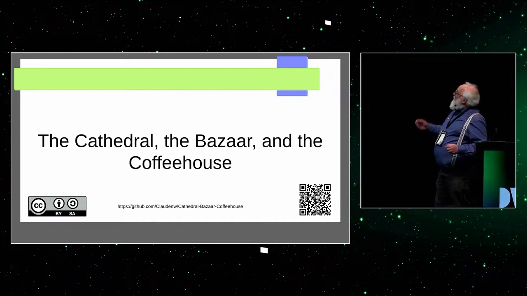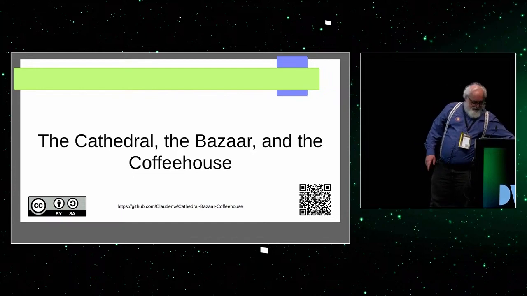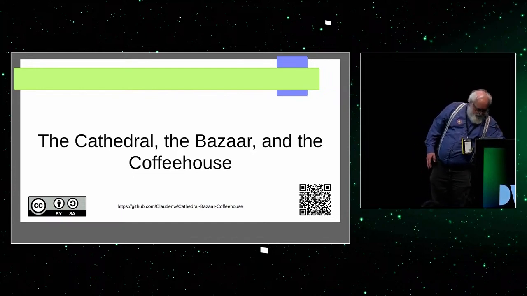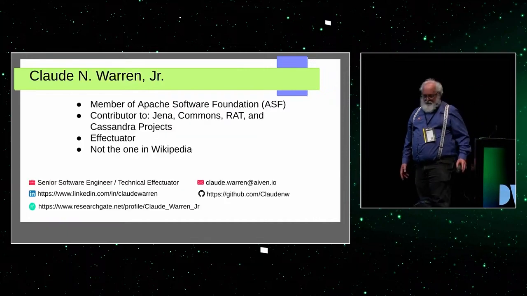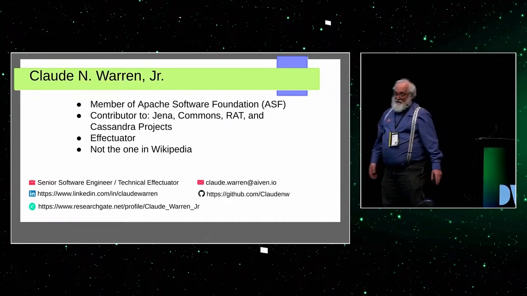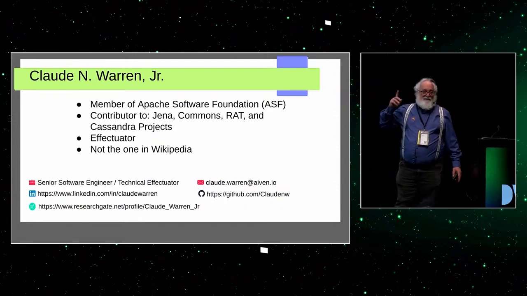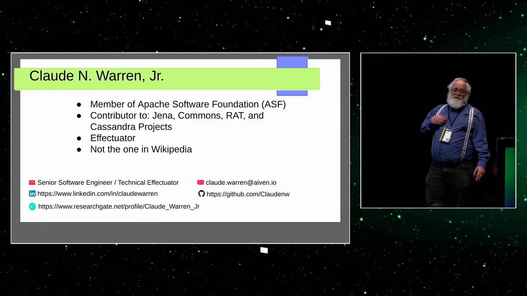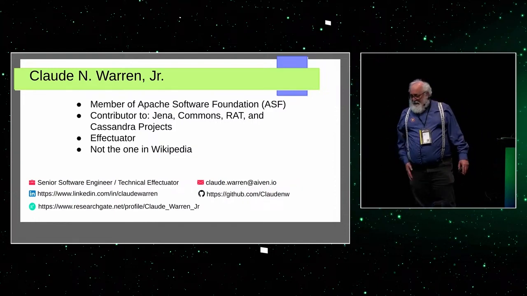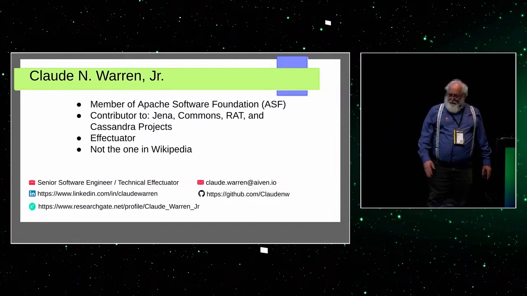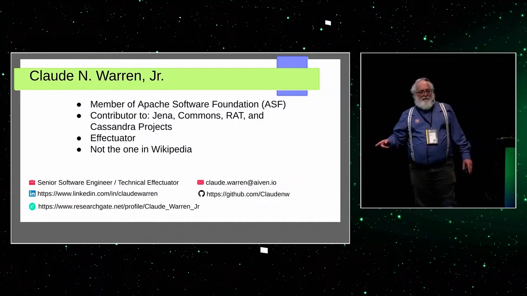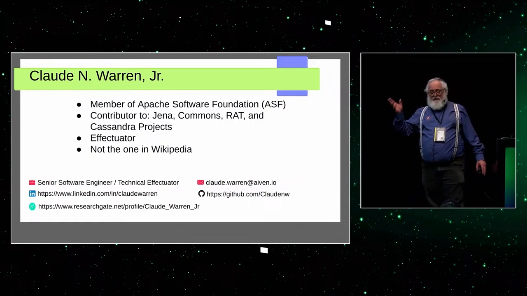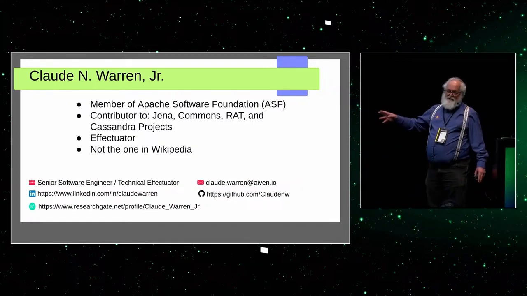But first, let me introduce myself and present a little history. I'm Claude Warren. I'm a member of the Apache Software Foundation. I work on a number of Apache projects and some other things as well. I consider myself an effectuator. I am not the Claude Warren on Wikipedia. That is my father. He was an anthropologist and she was an historian.